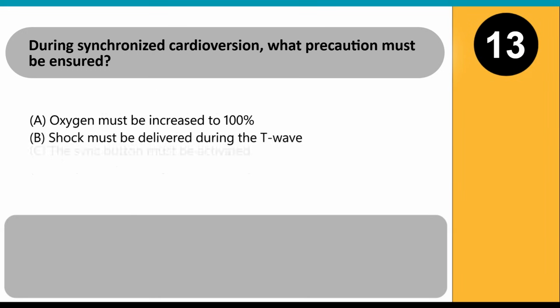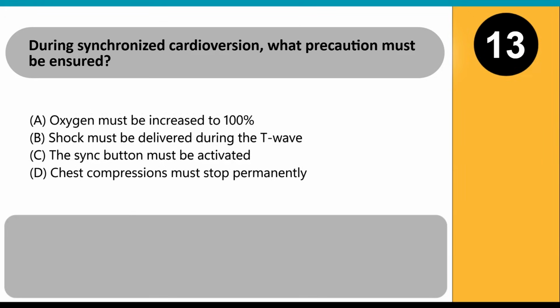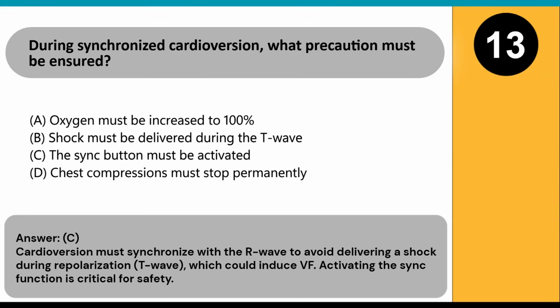During synchronized cardioversion, what precaution must be ensured? A. Oxygen must be increased to 100%. B. Shock must be delivered during the T-wave. C. The sync button must be activated. D. Chest compressions must stop permanently. Answer C. Cardioversion must synchronize with the R wave to avoid delivering a shock during repolarization, the T wave, which could induce VF. Activating the sync function is critical for safety.